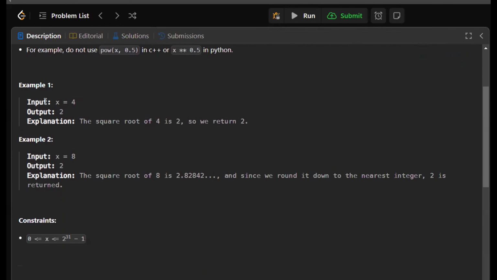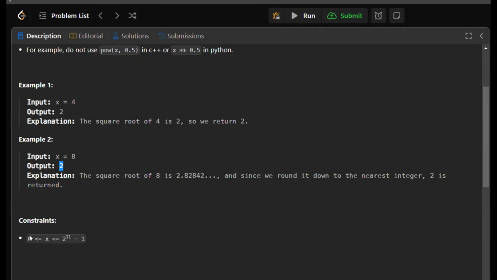In the first example, if the value of x is 4, then the square root of 4 is 2, so we have to return 2. Now here, if the value of x is 8, then the square root of 8 will be 2.82, so the rounded down value of this is 2. So we have to return 2. I hope you understood the examples. Now let's move on to the constraint.